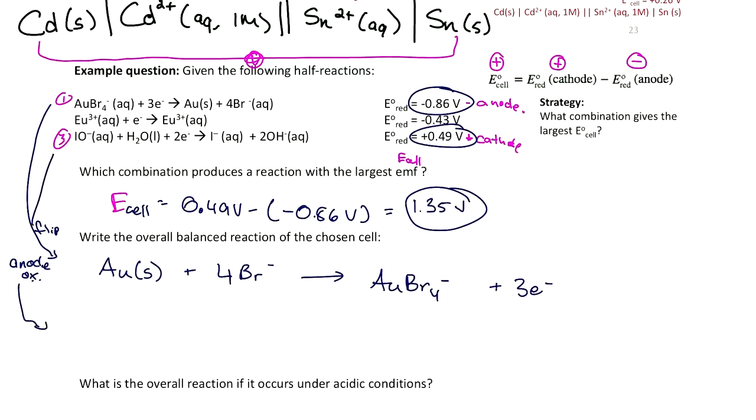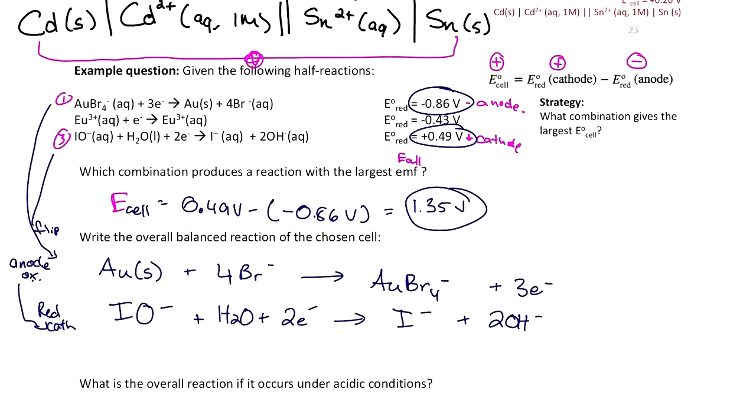While my reduction reaction, this is what's happening at my cathode. We can just copy exactly as written because it's already written in the reduction form. So IO minus plus H2O plus 2 electrons give us I minus plus 2 hydroxides. So these are the 2 half reactions. Can I add them up just as is right now?